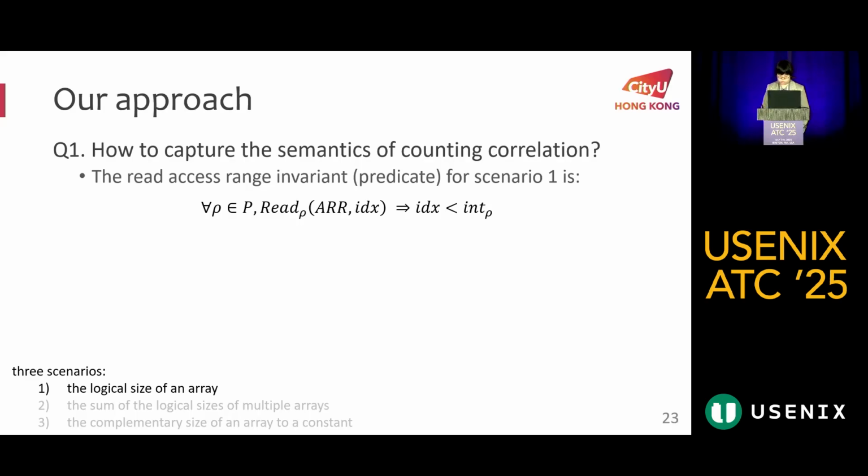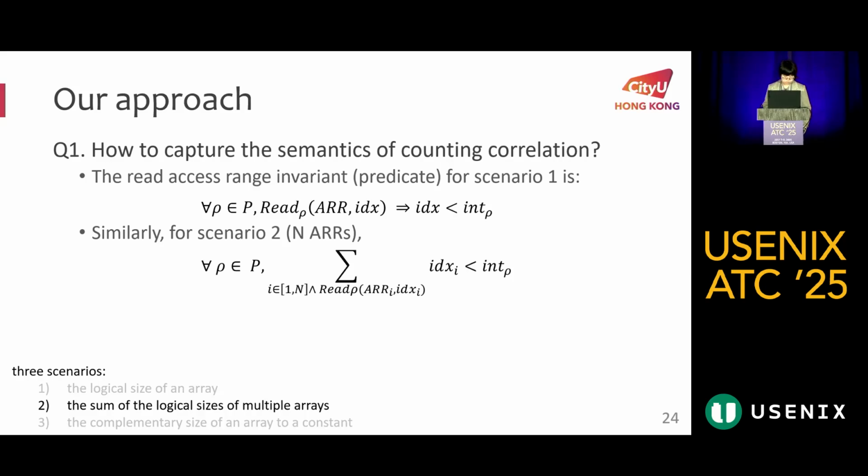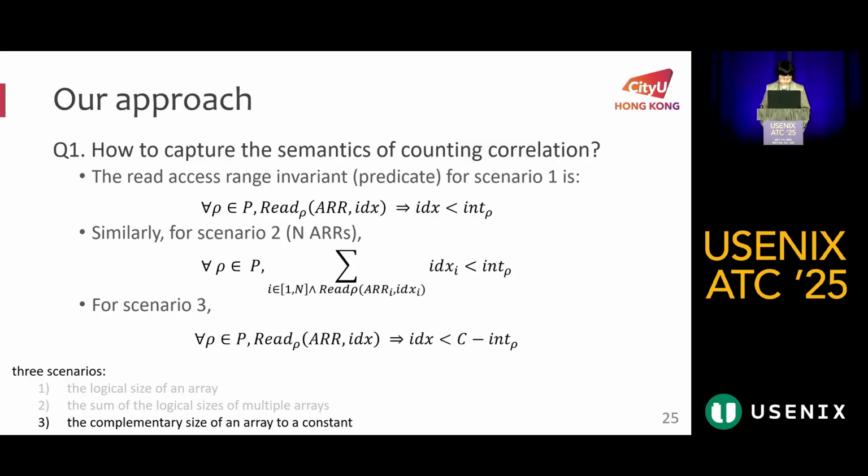Formally, we use predicates to describe this read access range invariant. For example, here is a predicate under scenario 1. It says that every read index to the array is less than the logical size variable's value. And we could extend this idea to the other two scenarios. For scenario 2, we change the predicate accordingly to incorporate the read indices of n arrays instead of one array. And for scenario 3, we change the constraint so that the read index is less than a constant minus the logical size variable value.